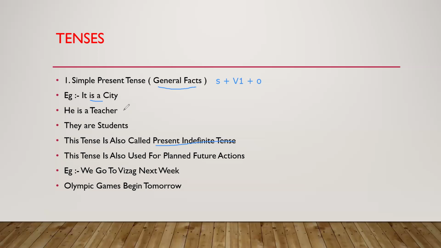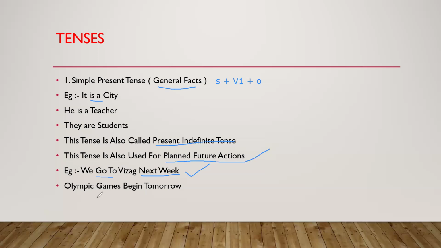This tense is also used for planned future actions. Suppose: we go to Vizag next week. Here, when there is a next week, there would be a will or shall. But here there is no will or shall. But we go to Vizag next week. This is considered as simple present only. Why? Because this tense is also used for planned future actions.